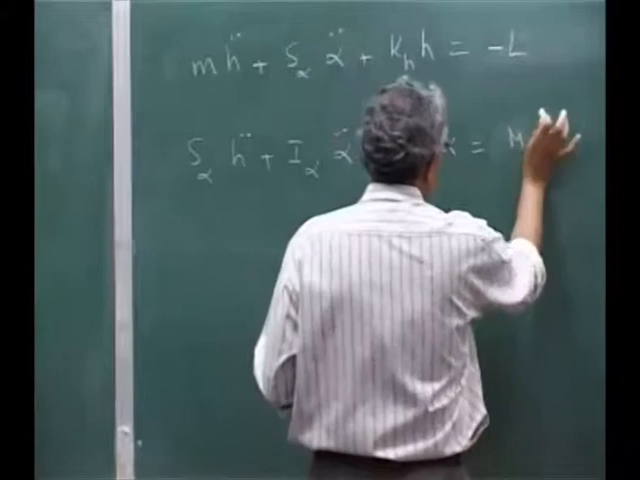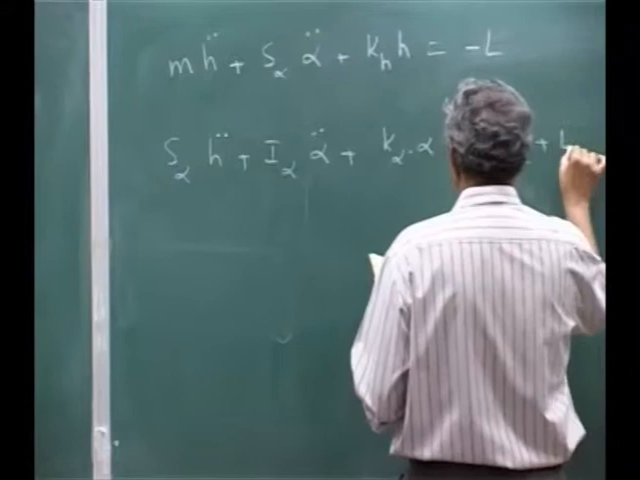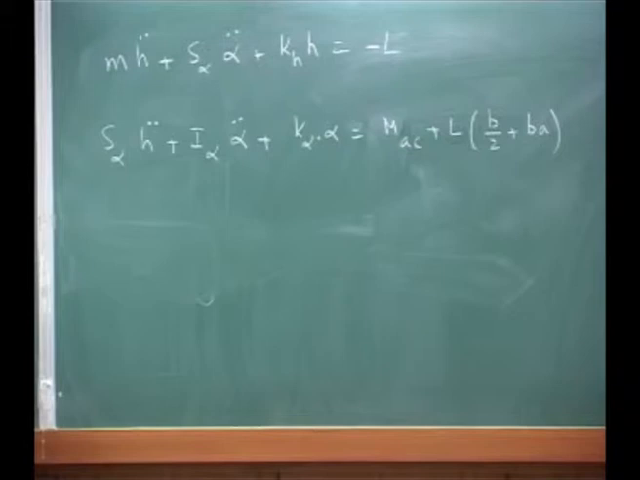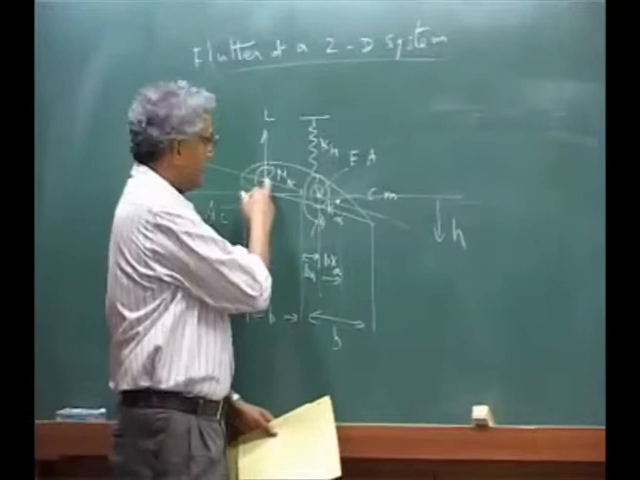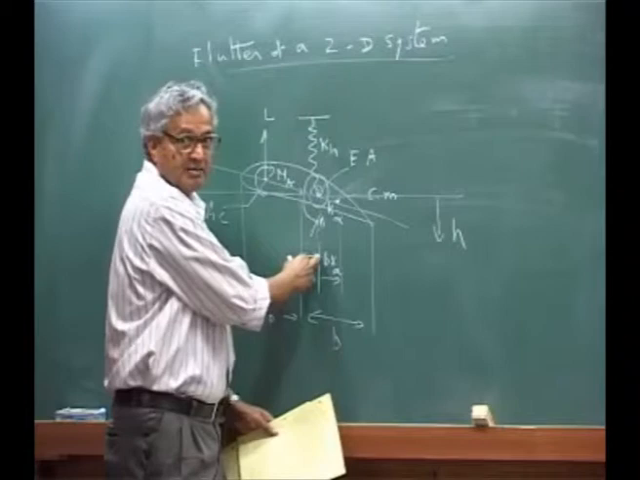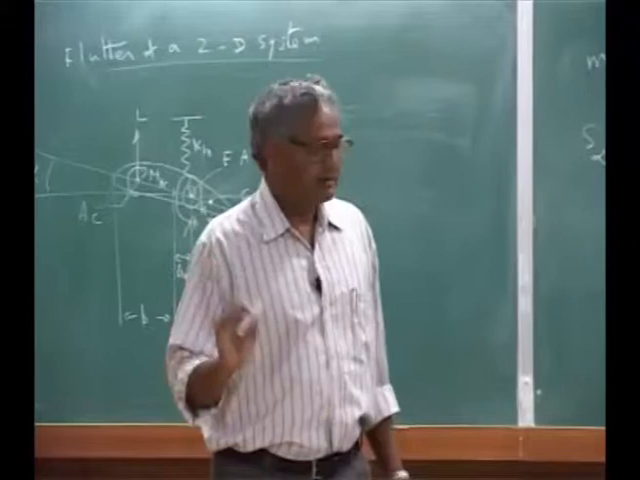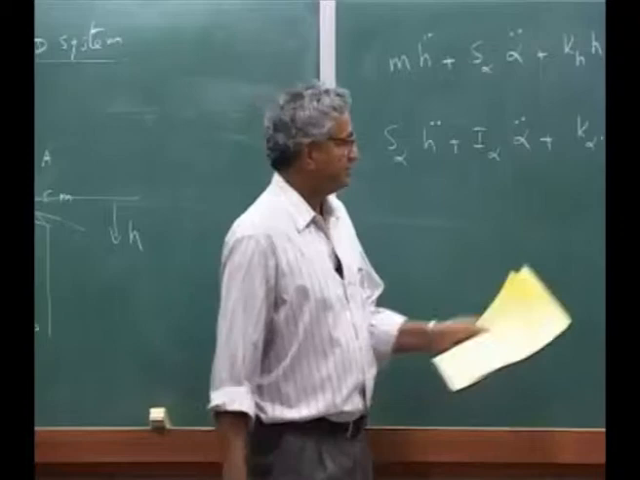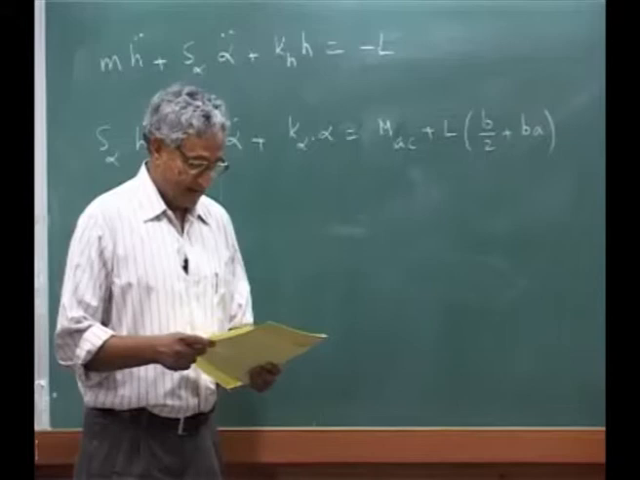M AC plus lift into this distance, that is b by 2 plus ba, because M AC is the moment about the aerodynamic center. Earlier we derived the moment about the elastic axis only. Okay. So that way it is fine. Now you have the expressions for lift and moment given. And that expression I wrote to you, which is in symbolic form, I am going to write that in symbolic form.